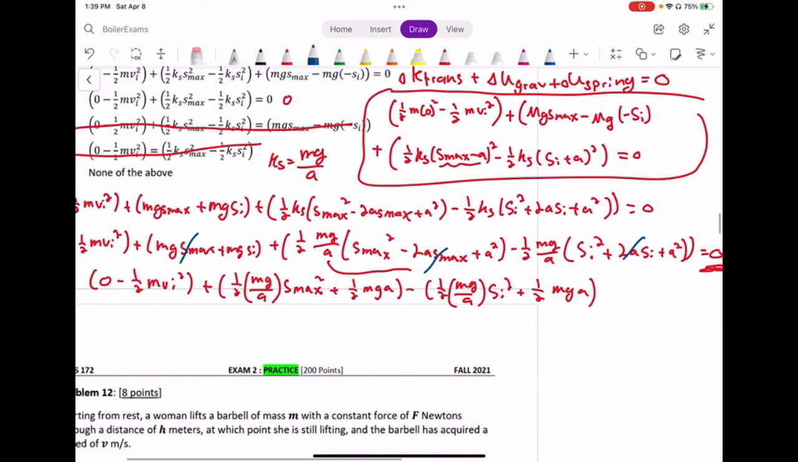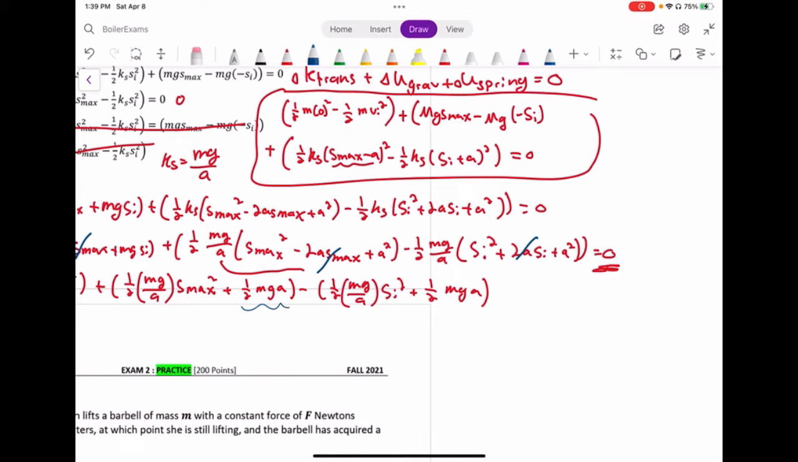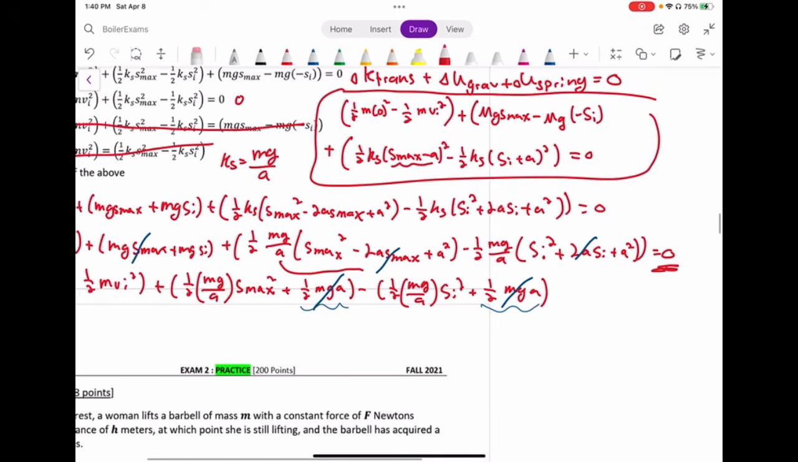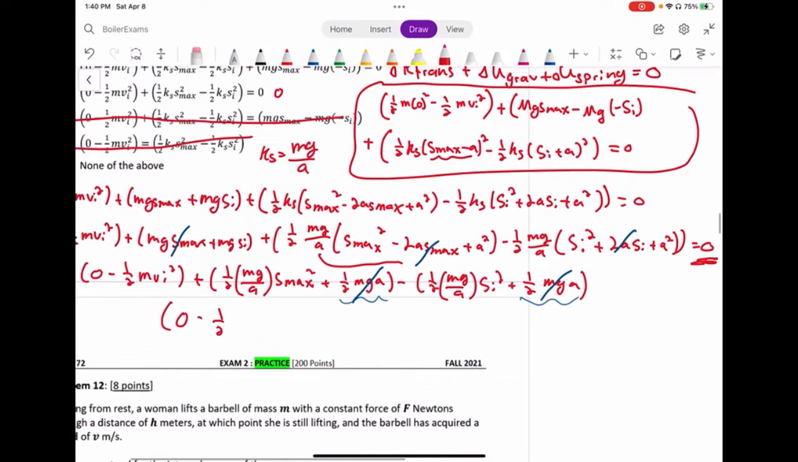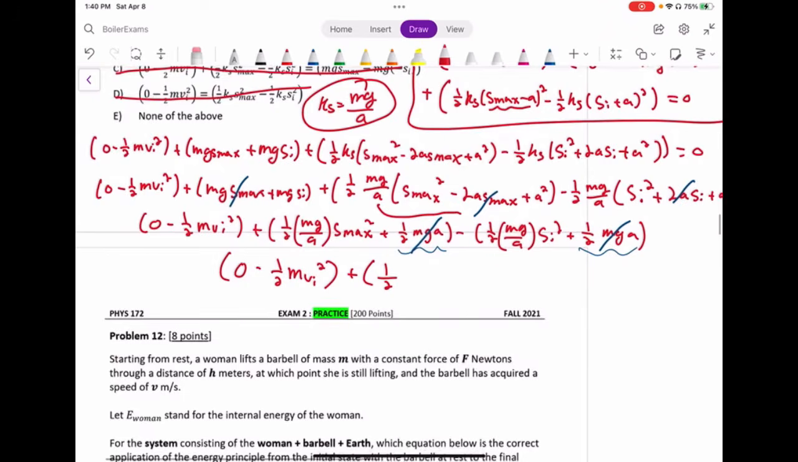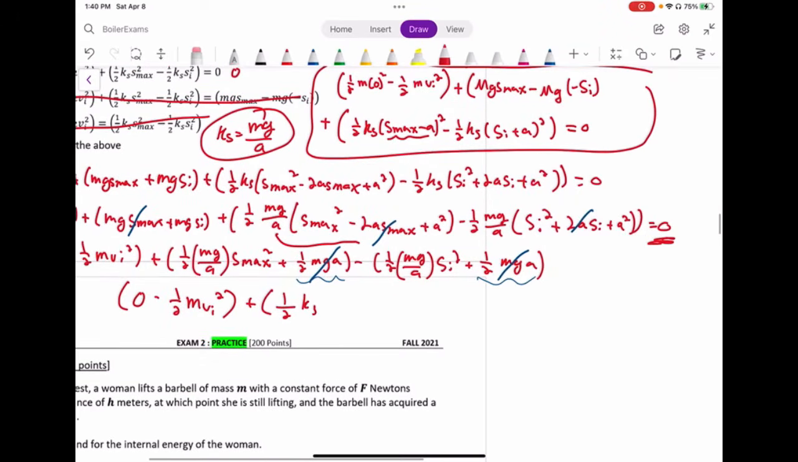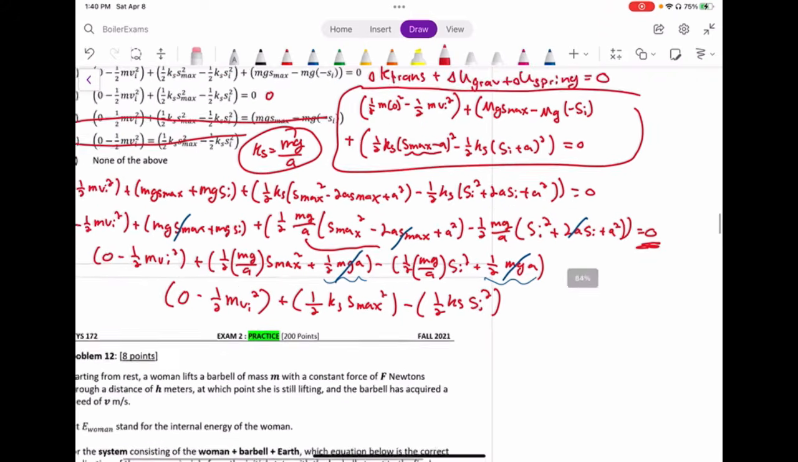Now if we look at this, we notice this term is going to cancel with that term. Goodbye. Final answer, here we go. Boom. Oh god, that's not 2. There we go. mga. Also, one more substitution. Remember this, ks equals mg over a. That's why I left that in the parentheses. Half ks s max squared minus half ks si squared. All right, that's our answer.